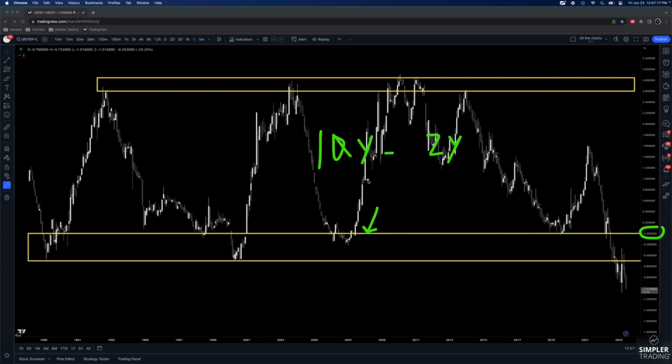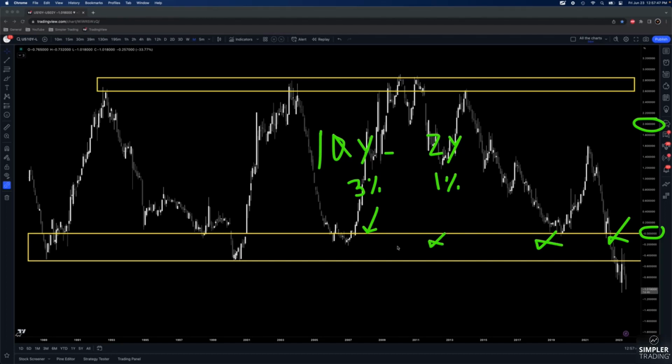And so normally for 10 years, let's just make up a number. Let's say it's 3% interest rates for 10 years, which is actually a pretty good interest rate for 10 years, and then let's say the 2 years maybe 1%. So you take 3 minus 1, you end up with positive 2, right? So positive 2 would be like right here somewhere.